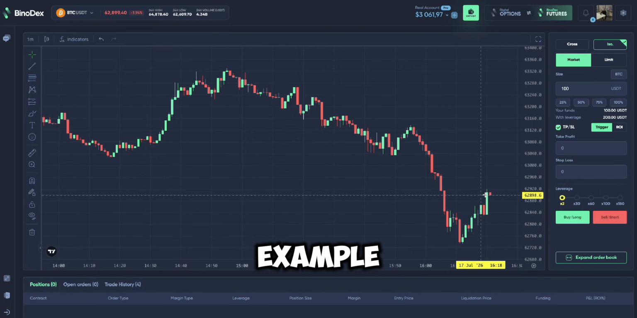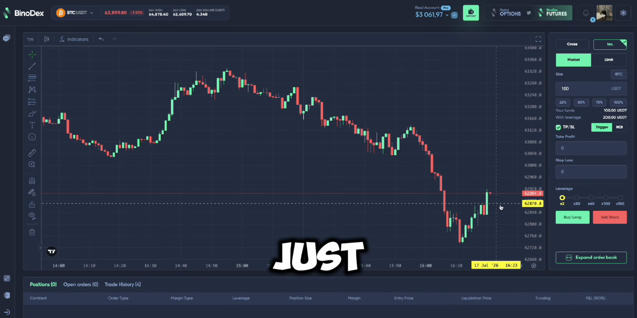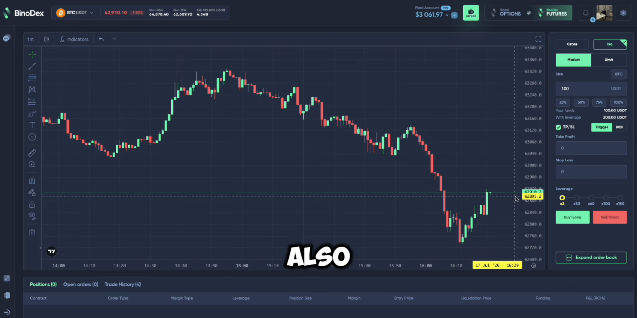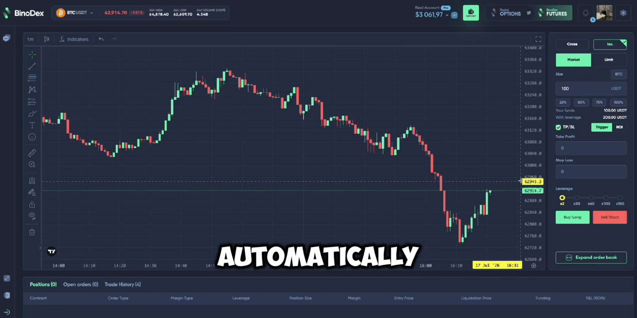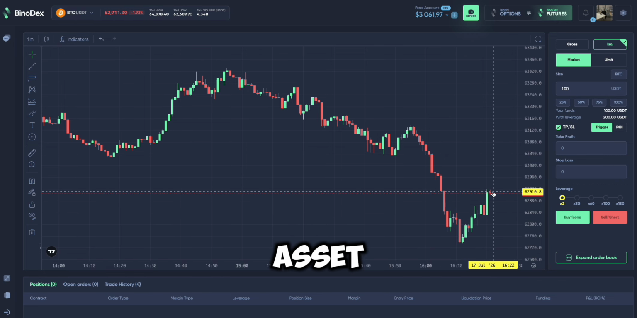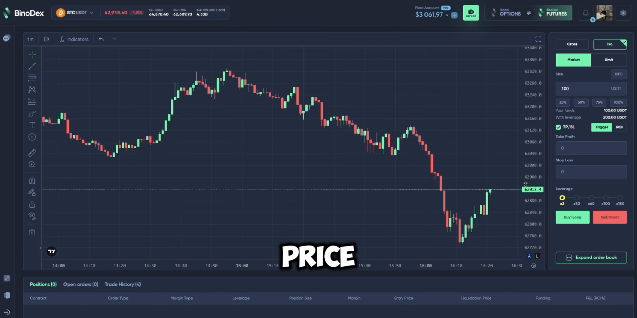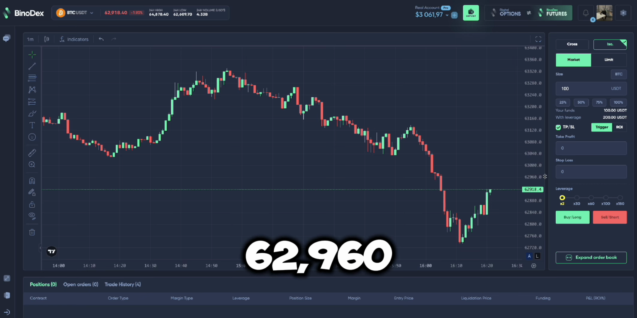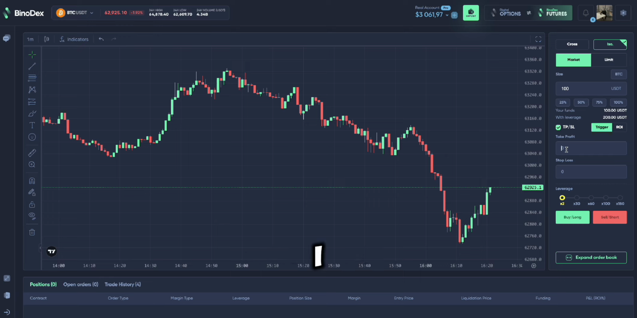That is, for example, right now, even without any analysis, we'll just open a long position. I also want to ensure that our trade will automatically close when the price of our asset reaches a specific target price level. At the level of 62,960, I enter 62,960, and that will be the point where our take profit order is set. Here, we set the stop loss.